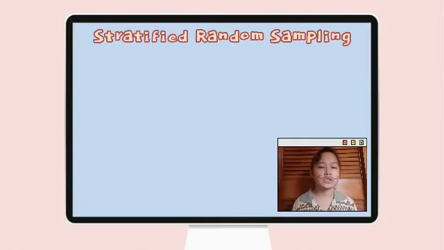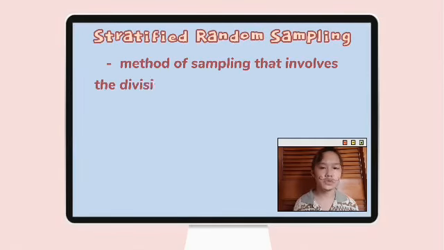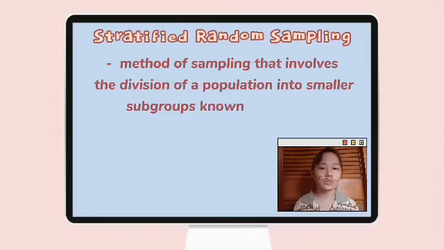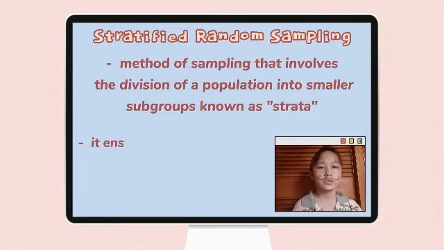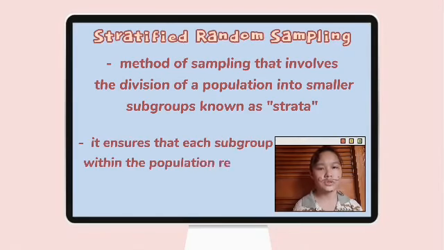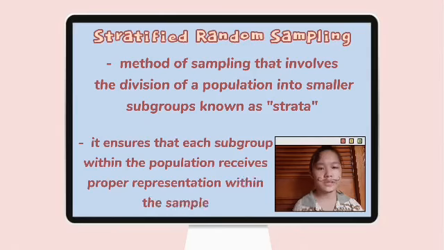Stratified random sampling is a method of sampling that involves the division of a population into smaller subgroups known as strata. It ensures that each subgroup within the population receives proper representation within the sample.